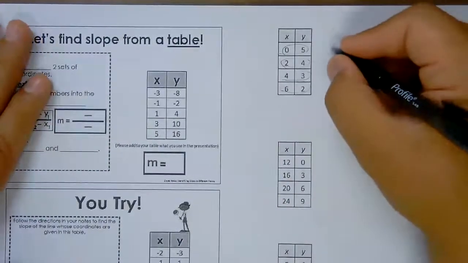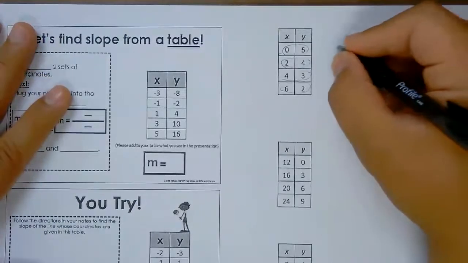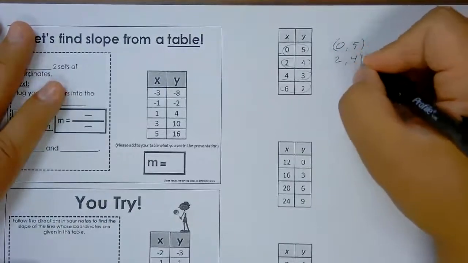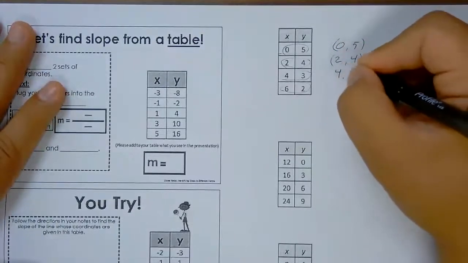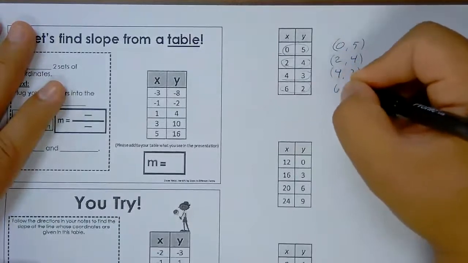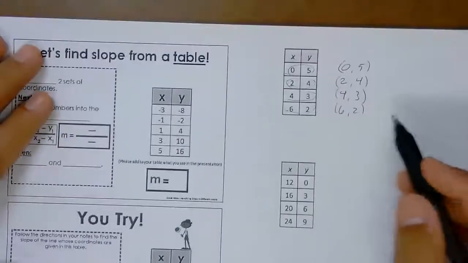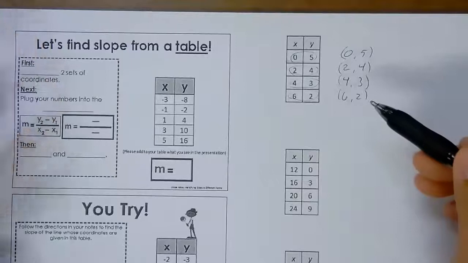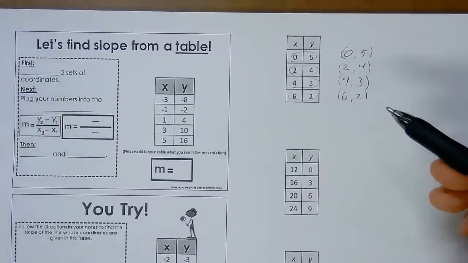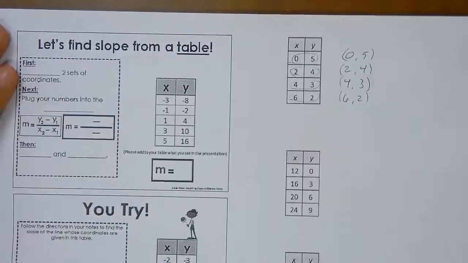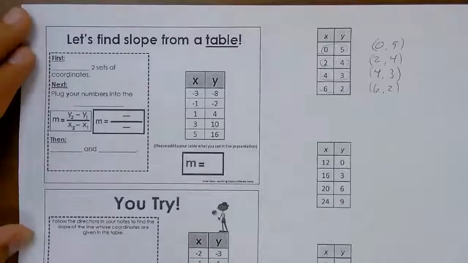What I mean by that is that we have these coordinate points of 0, 5, 2, 4, 4, 3, and 6, 2. What we're really doing is we're finding the slope between these ordered pairs, just like we did on the previous page. So what that means is we can actually use the same method. So let's go ahead back to our box now.